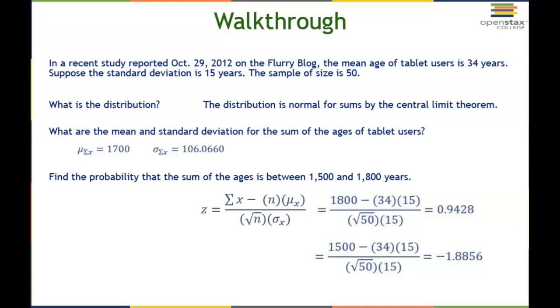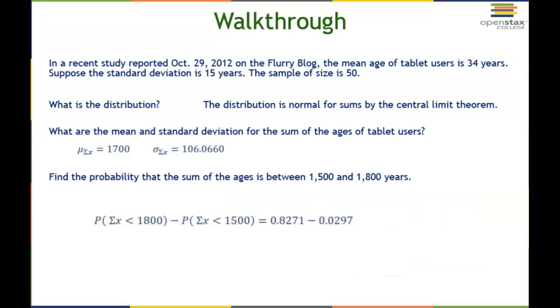0.9428 translates over to a p-value of 0.8271. Negative 1.8856 translates over to a p-value of 0.0297. Subtracting these two values, we get the probability that the ages are between 1,500 and 1,800 is 0.7974.